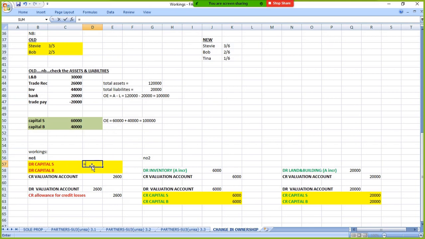Right. So this is 2,600 times 3/5. That's Stevie. Okay. Bob gets 2/5. Right. That's how you show it. Same thing here. Okay. Stevie gets 6,000 times 3/5, and then Bob gets the difference, 2/5. Same thing here. $20,000 times 3/5. 20,000 times 2/5.